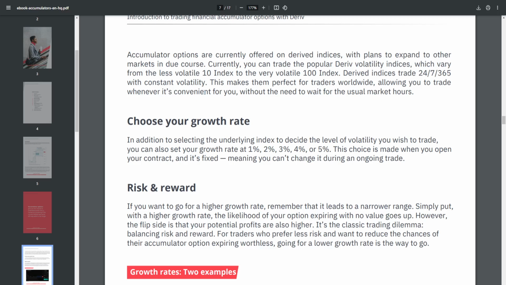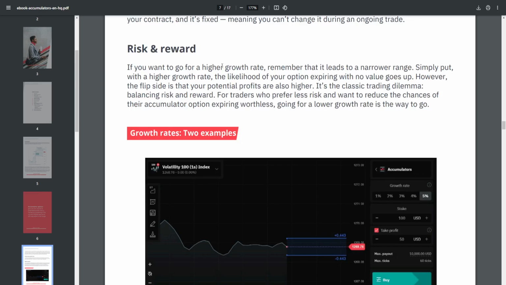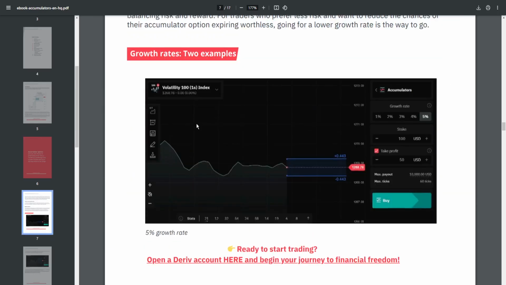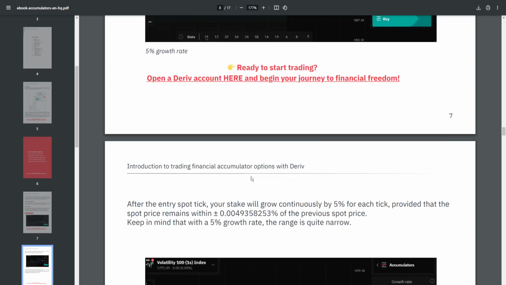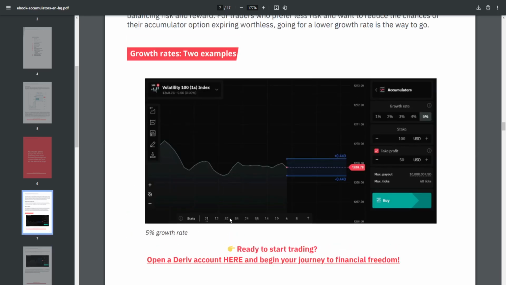Now, for traders who prefer less risk and want to reduce the chances of the accumulator option expiring worthless, going for a lower growth rate is the way to go, okay? Please listen carefully: for traders who prefer less risk and want to reduce the chances of the accumulator option expiring worthless, going for a lower growth rate is the way to go. Let us see this. Now, growth rates, we have two examples, okay? We have this and this. So we have this first one, as you can see right here, which has a 5% growth rate, okay?